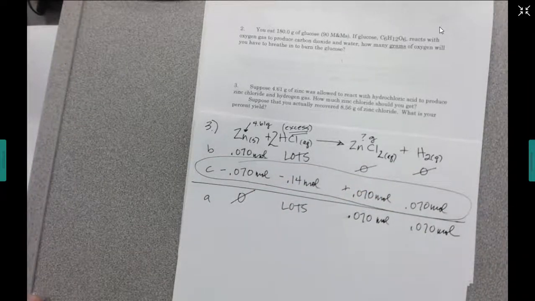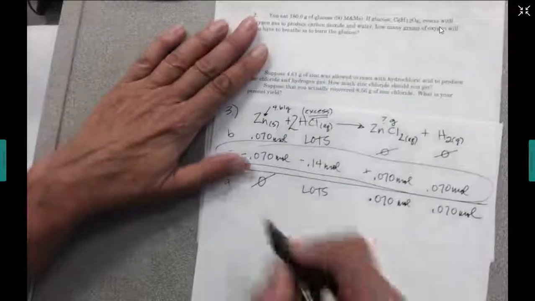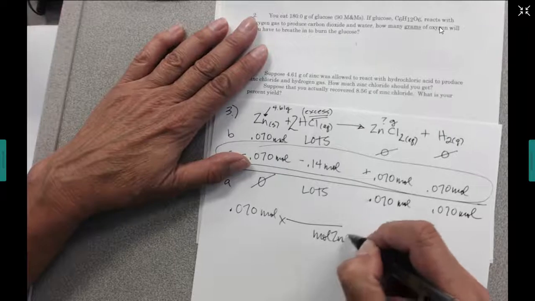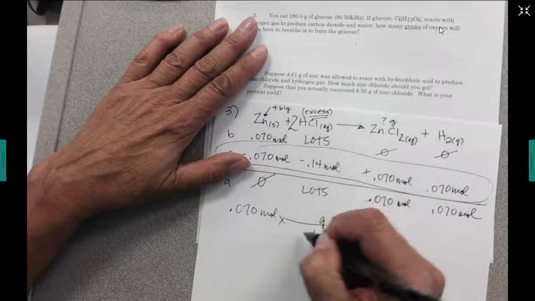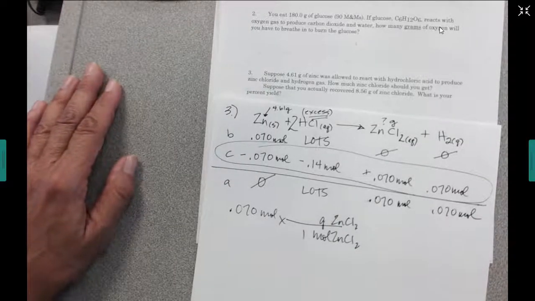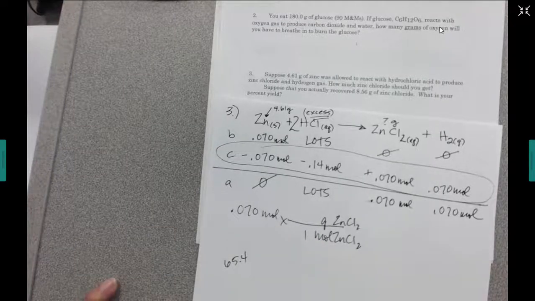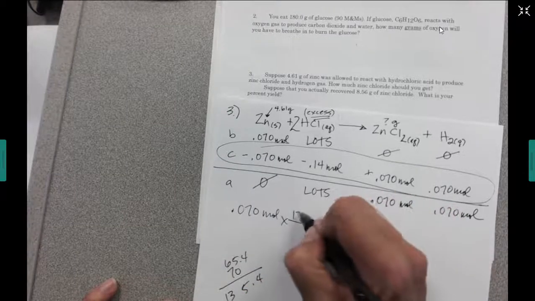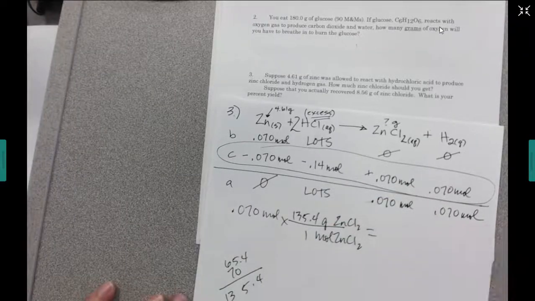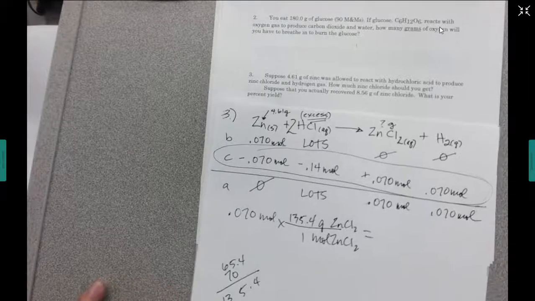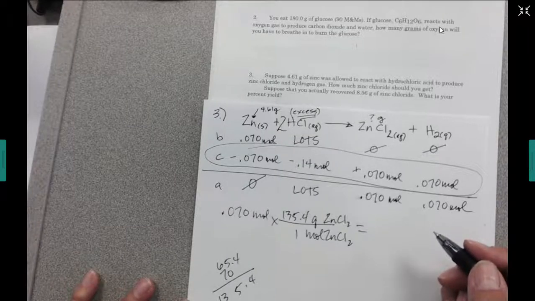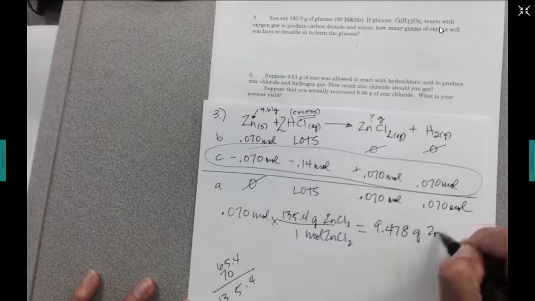But they wanted grams, so what should I do? Convert the 0.070 moles to grams. All right, so we're going to go from moles of zinc chloride to grams of zinc chloride. See, zinc weighs 65.4. Chlorine is, I think, 35.5 each, so that's 70 for chlorine. There's 135.4 grams per mole. All right, somebody with a calculator, what's 0.070 times 135.4? Grams of zinc chloride.